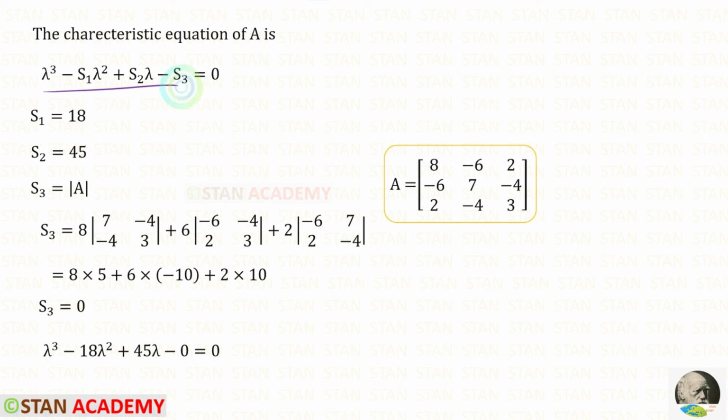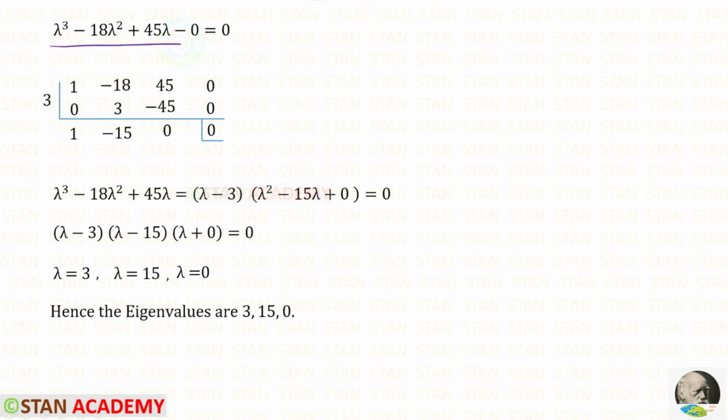In this one, let us apply the values of S1, S2 and S3 so that we will get these. In this one, we can try with minus 1, 1, minus 2, 2, minus 3 and then 3. For 3 only, we will get 0. So we have to enter 3 here. So this one, we can write like this. We can take this one, lambda square minus 15 lambda is equal to 0.